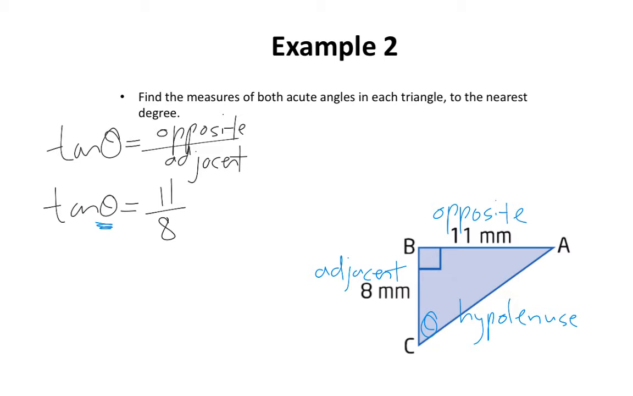However, how do we isolate theta? This is something that we haven't done before. Well, to get rid of the tan, you need to do the inverse of tan. So there is a button on your calculator which does that. So you want to do the tan inverse. So tan to the power of -1 of 11 over 8. If you want, you can change it to a decimal, or you can just keep it as a fraction.